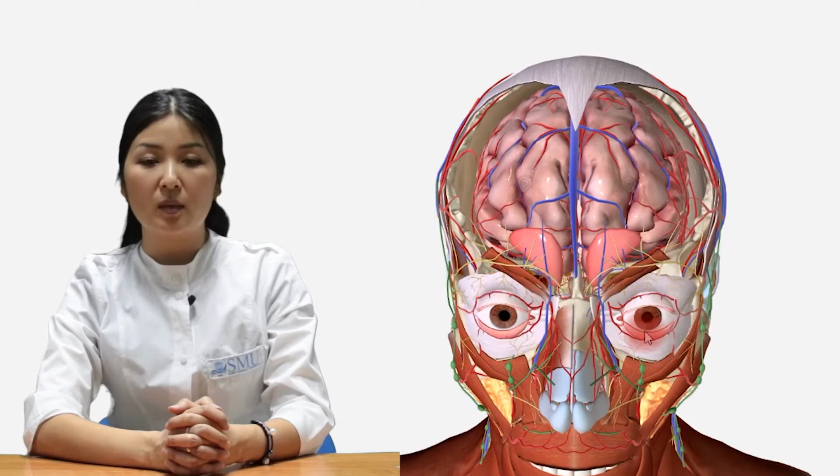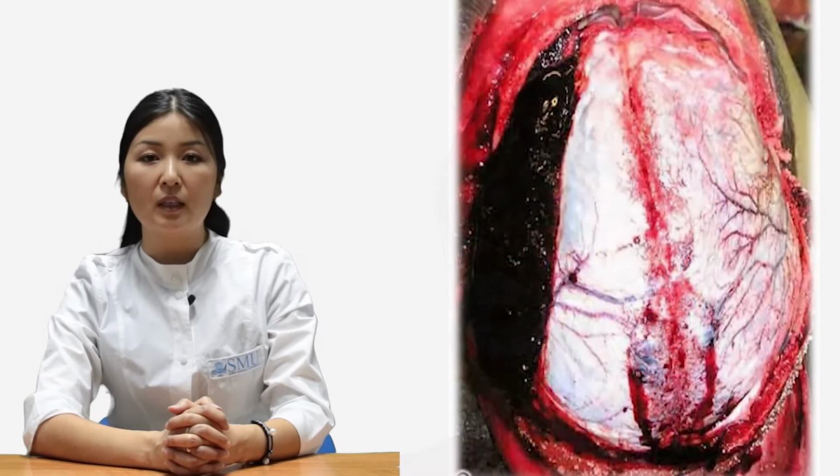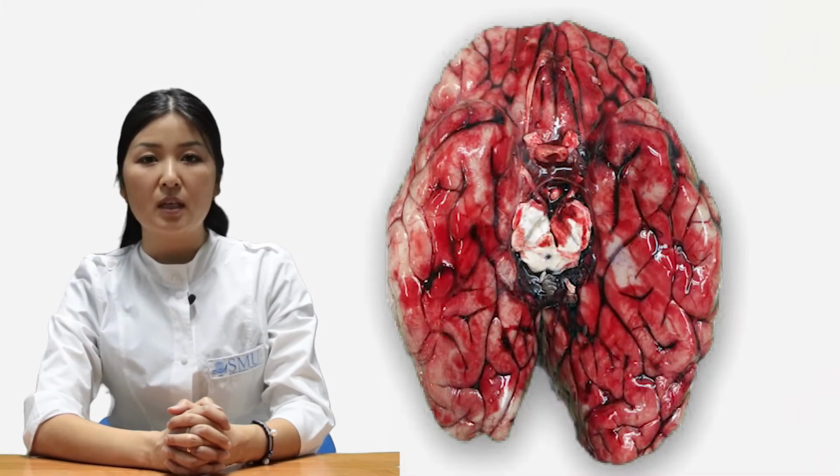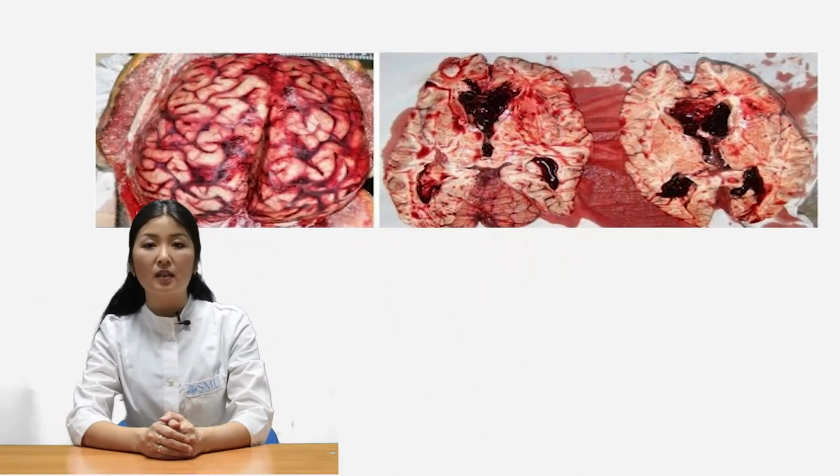An epidural hematoma is a bleeding between the outer surface of the dura mater and the bones of the skull. Subdural hematoma develops between the arachnoid and the dura mater of the brain. Subarachnoid hematoma is a hemorrhage between the arachnoid and pia mater of the brain. An intraventricular hematoma is a hemorrhage located in the ventricles of the brain.